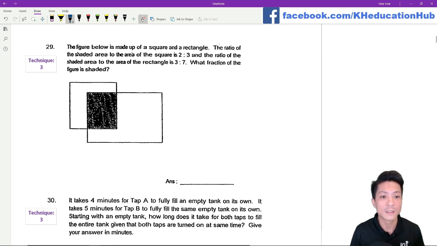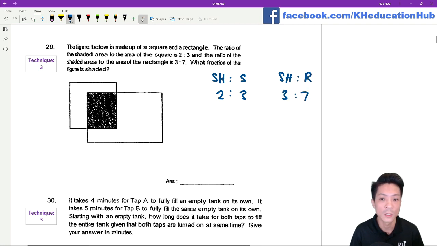Question 29. The figure below is made up of a square and a rectangle. The ratio of the shaded area to the area of the square is 2:3. So which means that the shaded area is to the square is 2:3. And the ratio of the shaded area to the area of the rectangle, shaded area is to the rectangle, is 3:7. What fraction of the figure is shaded?